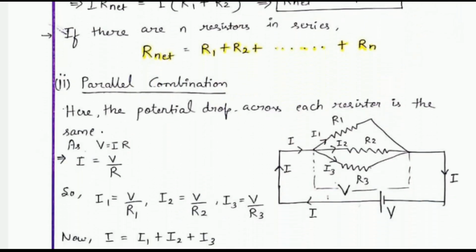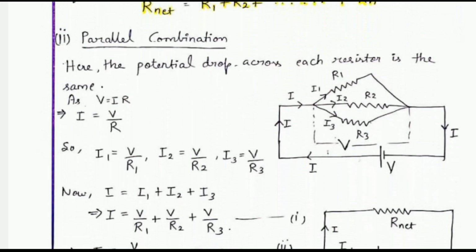Now let us proceed to parallel combination. In case of parallel combination, the potential difference of all the resistors is same. In case of series combination, the current flowing through them was same. Here the current gets divided, but the potential difference across all the resistors is same. So suppose initially I current was flowing, and at the junction it got divided into I1, I2 and I3, which after passing through the resistors again combine to give us the value I.